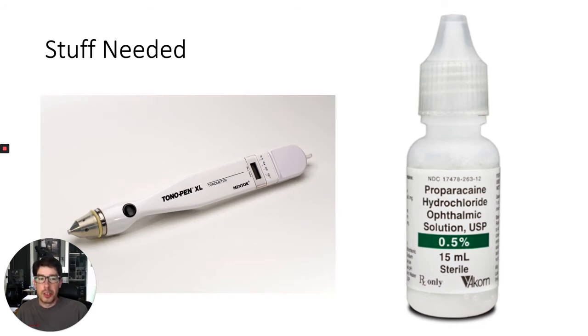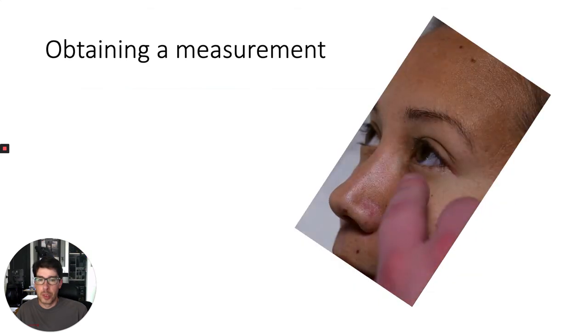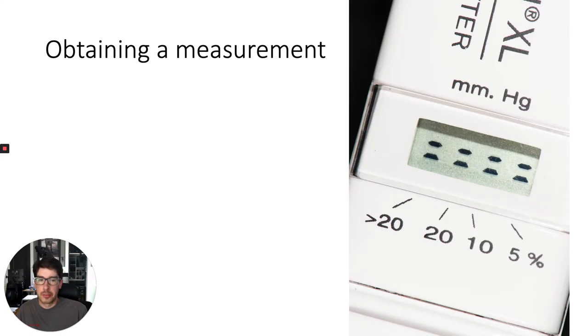To perform the procedure, you'll need a TonoPen and a bottle of anesthetic drops. To get ready to take a measurement, first put on a new TonoPen probe cover. Turn the probe on by pressing one time, then follow the calibration procedure for your probe. Apply anesthetic drops to the patient's eye and wait for them to take effect.